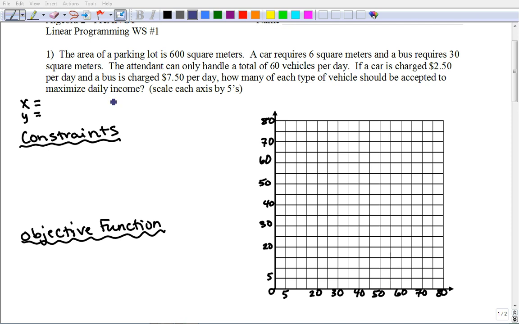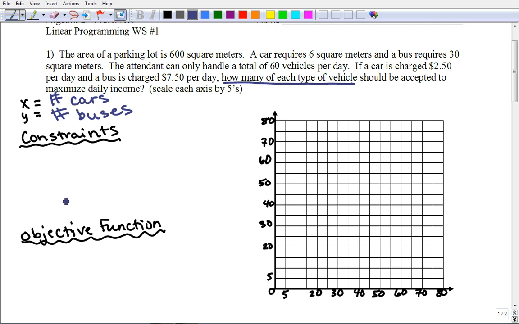So the first thing we always want to do is define our variables, and they should always answer the question. Here our question is, how many of each type of vehicle should be accepted? So I'll say that X is the number of cars, and that Y will be the number of buses.